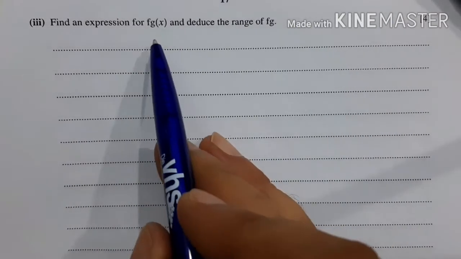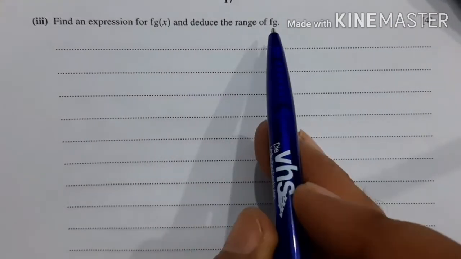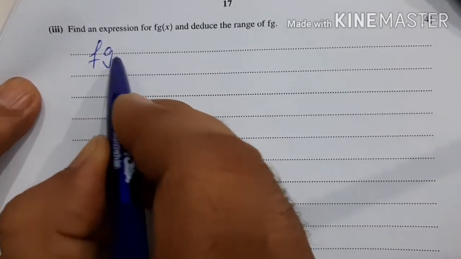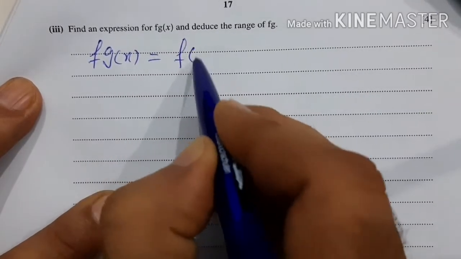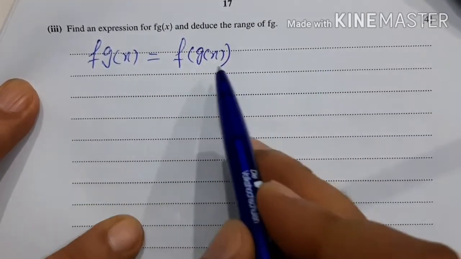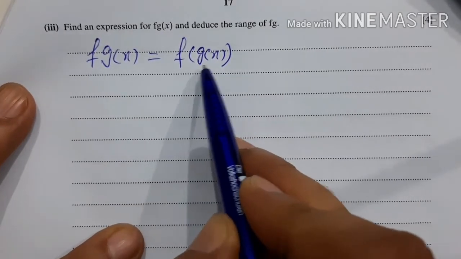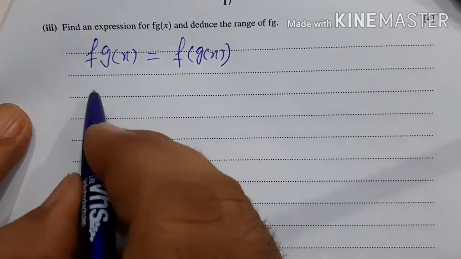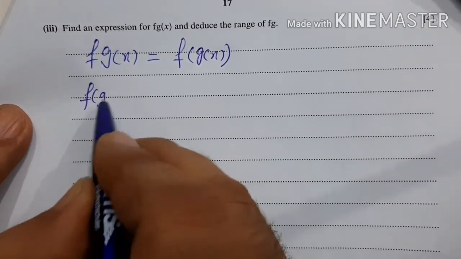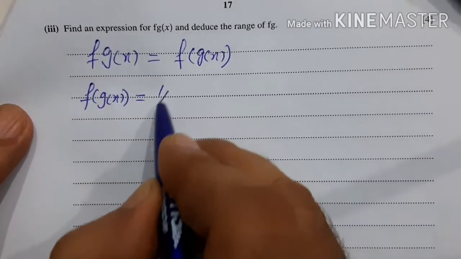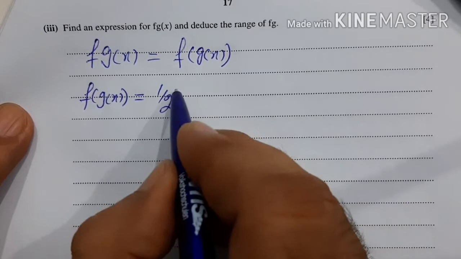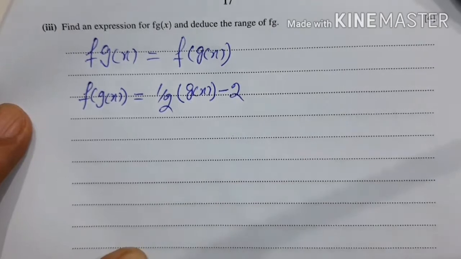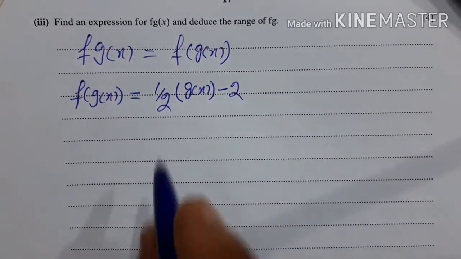Part 3. Find an expression for fg(x) and deduce the range of fg. Okay. So fg(x) means f of g(x), which means we need to replace x by g(x) in f(x). So f of g(x) is equal to 1 by 2 because f(x) is 1 by 2x minus 2. So it will be 1 by 2 g(x) minus 2 because we'll replace x by g(x).